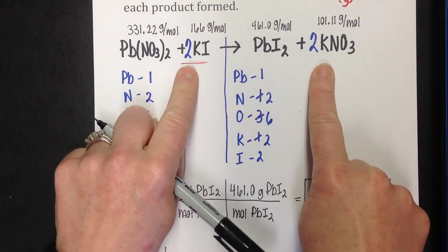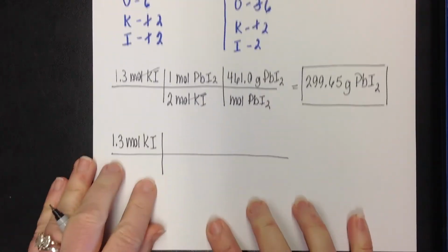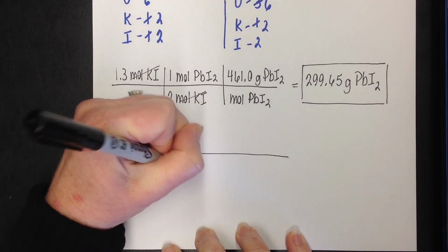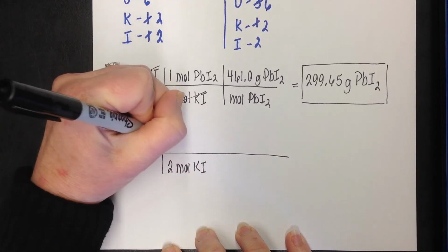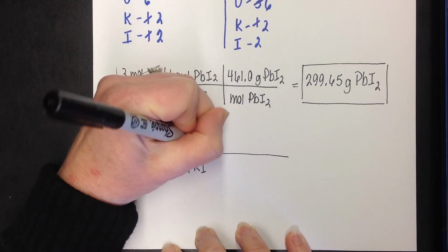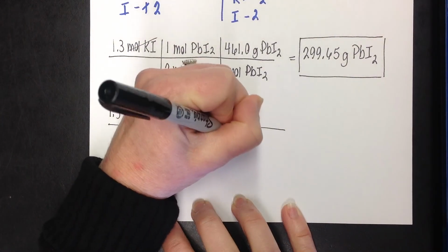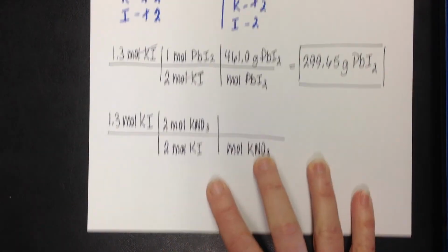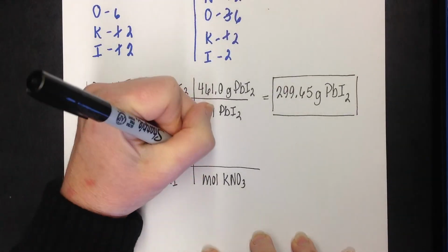I have 2 moles of potassium iodide to every 2 moles of potassium nitrate. What they gave you, those moles are always on the bottom. So 2 moles of KI going to what they want, which is 2 moles of KNO3. They did ask for the answer in grams, so I'm just going to quickly convert potassium nitrate to grams. Potassium nitrate has a mass of 101.11.